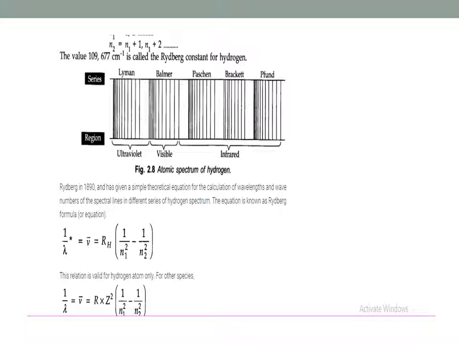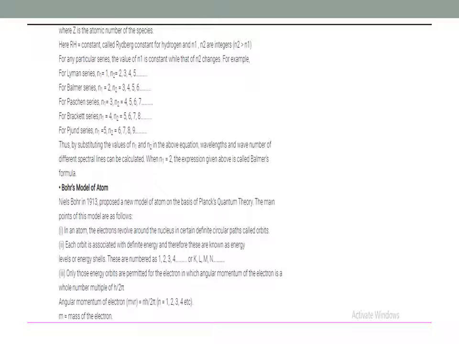For other species, it is 1 by lambda is equal to nu bar is equal to R into Z square into (1 upon n1 square minus 1 upon n2 square). Z is atomic number of the species. RH is called Rydberg constant for hydrogen and n1 and n2 are integers. n2 is greater than n1.